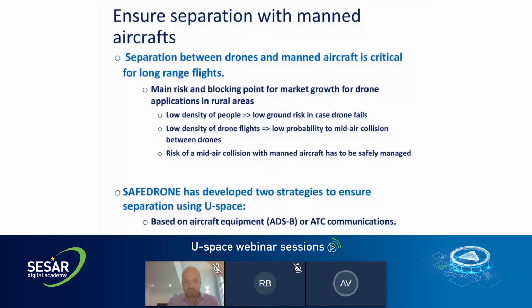In these areas, we have a low density of people, and therefore we have a low ground risk. Also, we will have most probably a low density of drone flights in these rural areas. So then the risk of a mid-air collision with aircraft has to be safely managed. We have developed and tested two different strategies within the SAFEDRONE project. They are based on aircraft equipment, could be, for example, ADS-B, and also ATC communications. And we will explain the different strategies next.